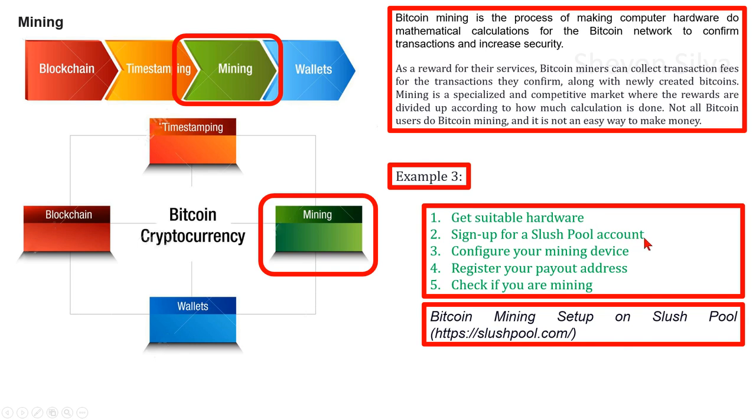Step two, sign up for a Slush Pool account. You can use an existing account if you have one. A single account can be used to mine all supported cryptocurrencies. Join the pool, sign up, wait for a confirmation email, and log on to your account. And step three, configure your mining device.